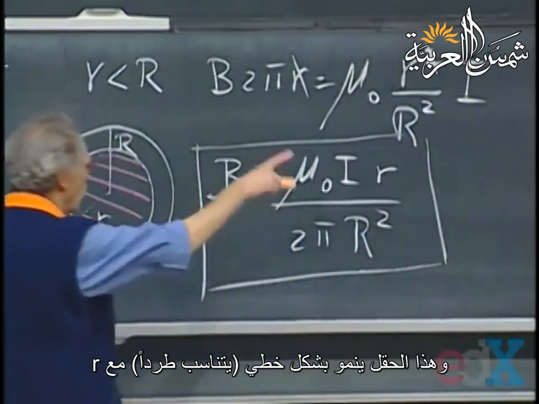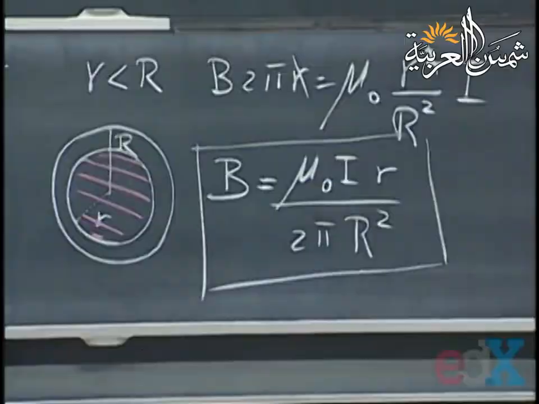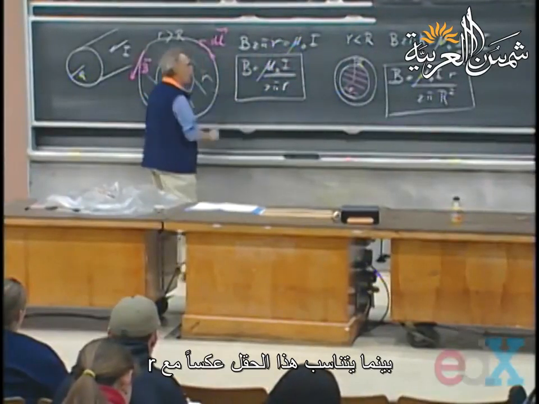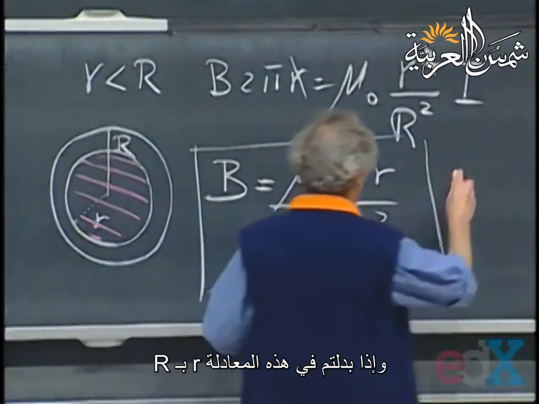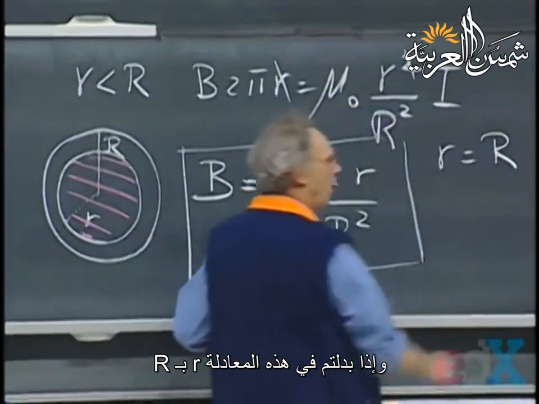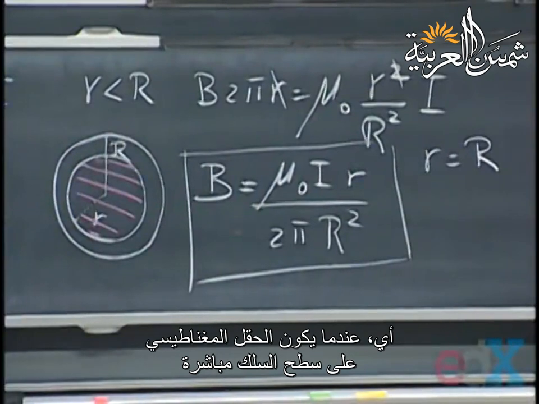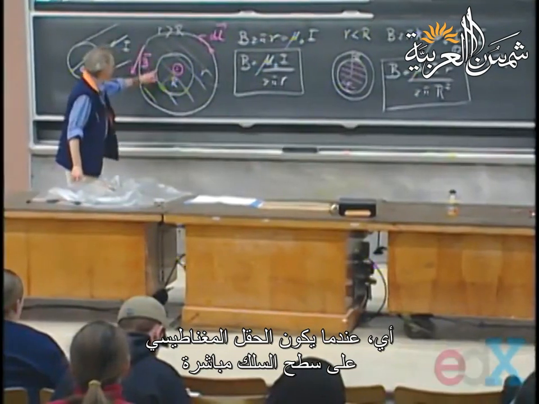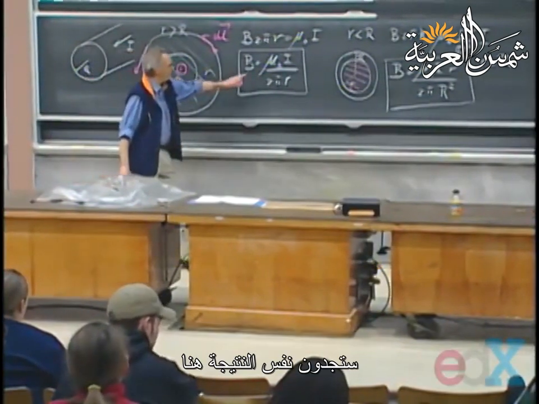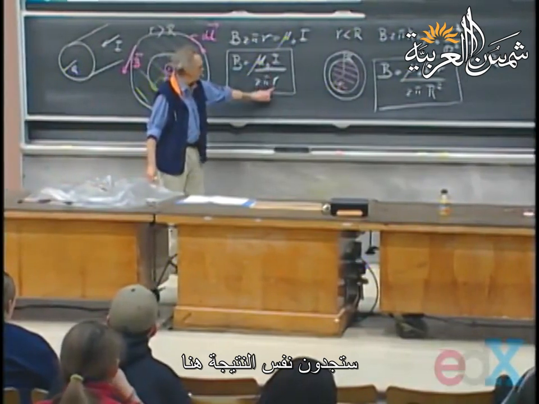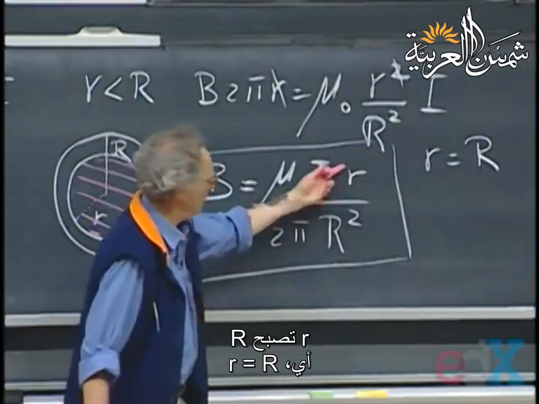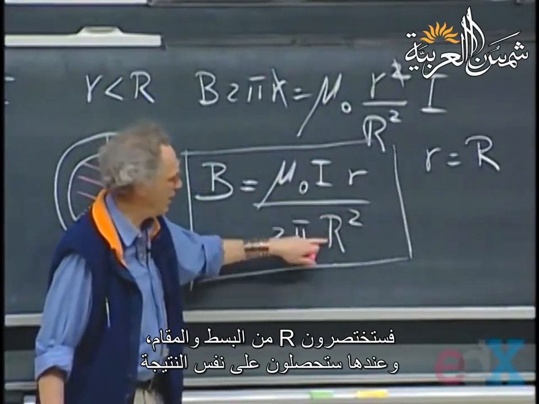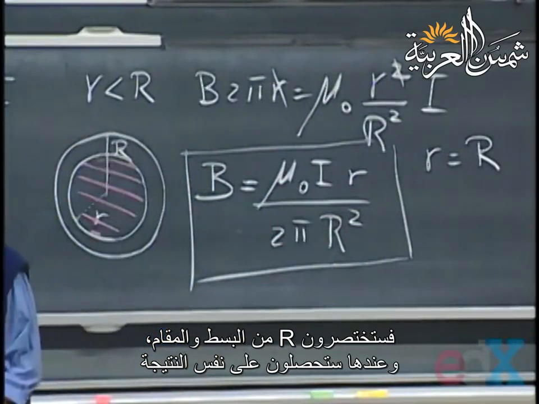And this grows linearly with r, whereas this falls off as 1 over r. And if you substitute in this equation r equals capital R, which would be the magnetic field right at the surface of the wire, you find exactly the same result here. Little r becomes a capital R, you lose one capital R, you get the same result.